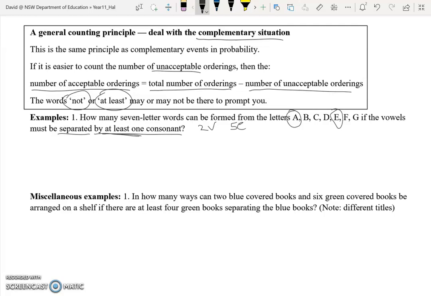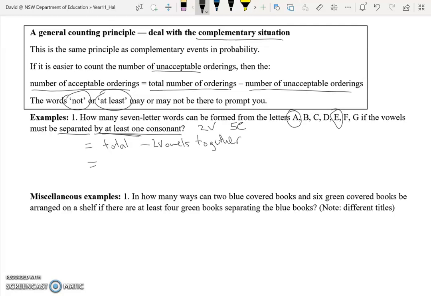So we want the vowels to be separated by at least one consonant. Hopefully you can see that the complementary situation of the vowels being separated by at least one consonant would be the vowels separated by 0 consonants. Okay, so 0 consonants would mean that the 2 vowels are together. So what I'm going to do is the total minus the 2 vowels together. That'll give me my answer.